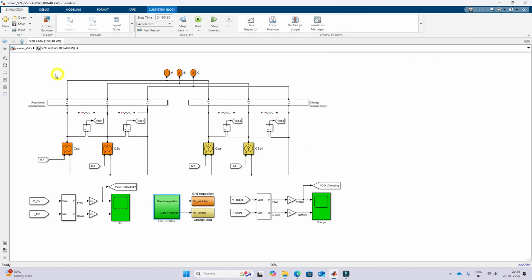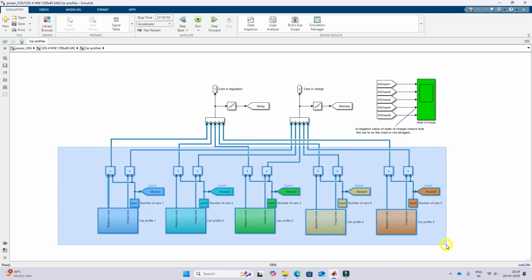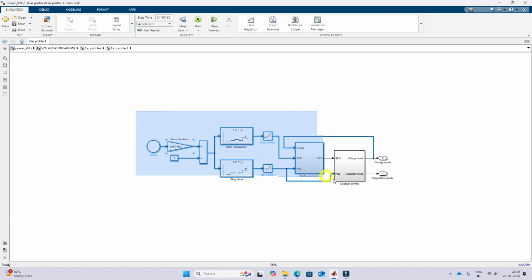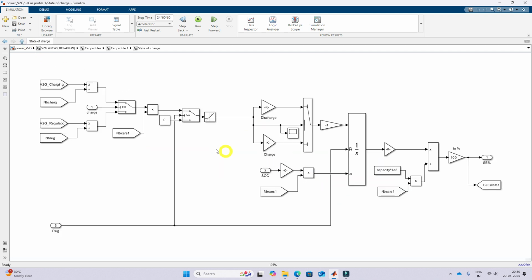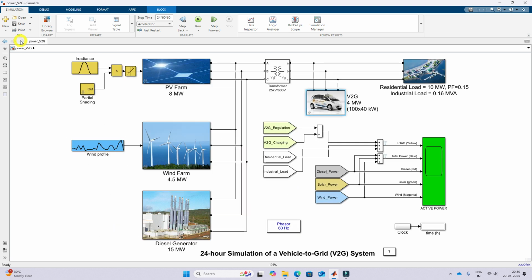Okay, when we go inside, this is a car, that means there are two cars connected to the system, that are going to be operated in V2G charging and regulation mode. So here you can see this is a model of that car according to the vehicle to grid concept. This is a state of charge control and charger controller. It will fully operate based upon that model of the vehicle. So these are the explanation of this model.